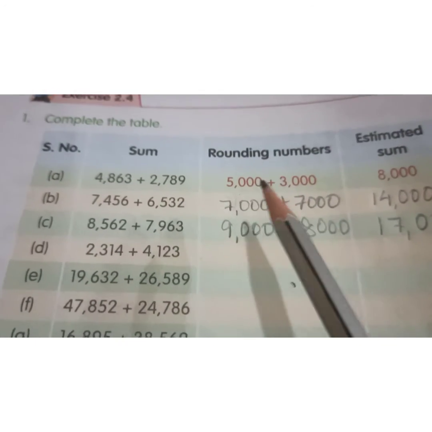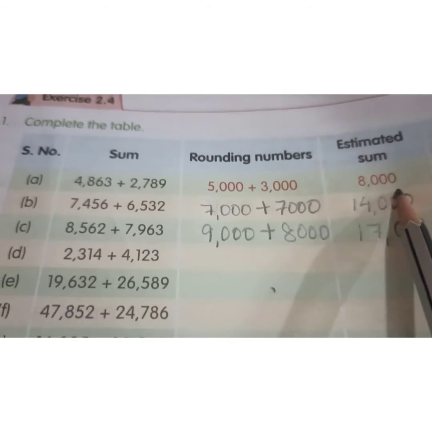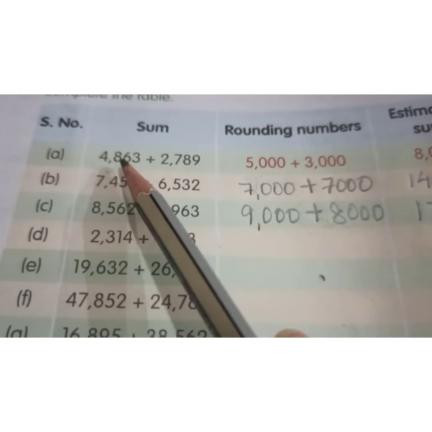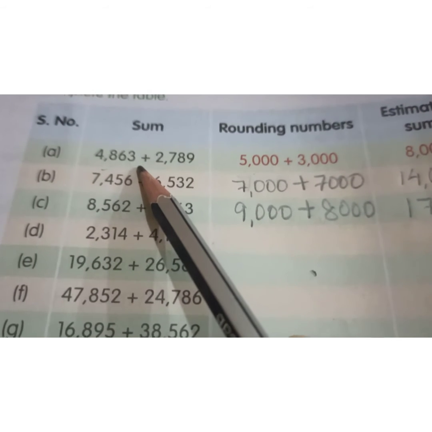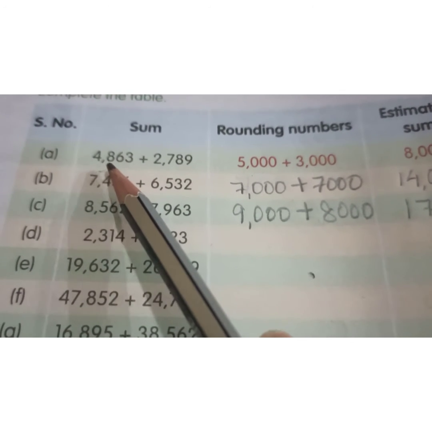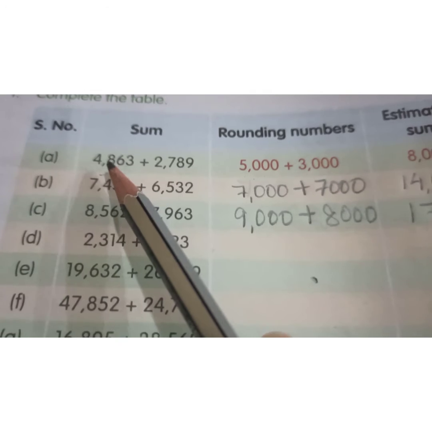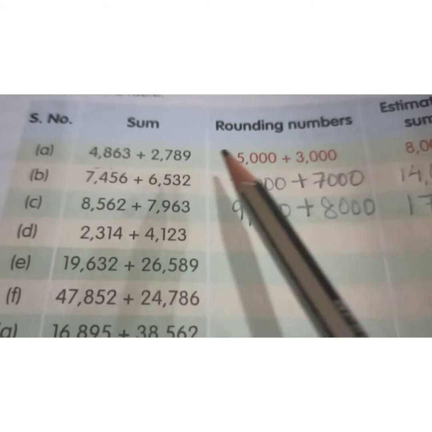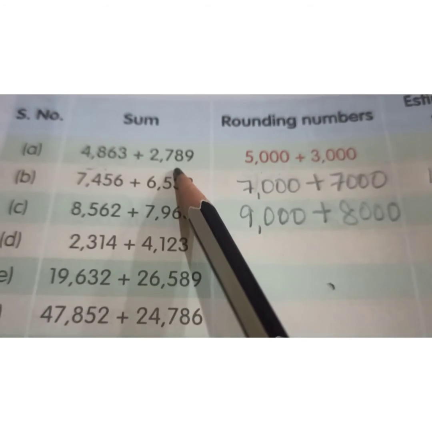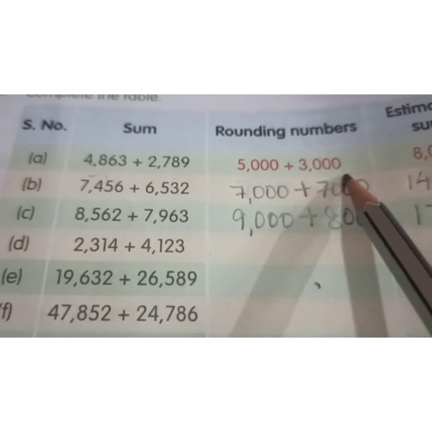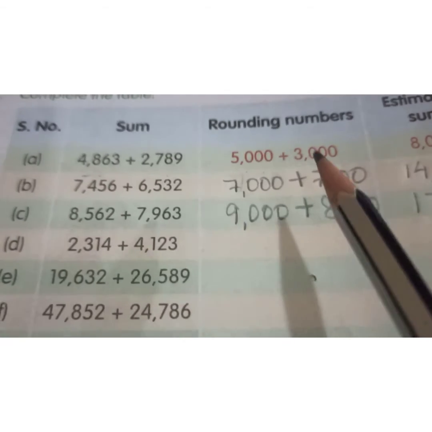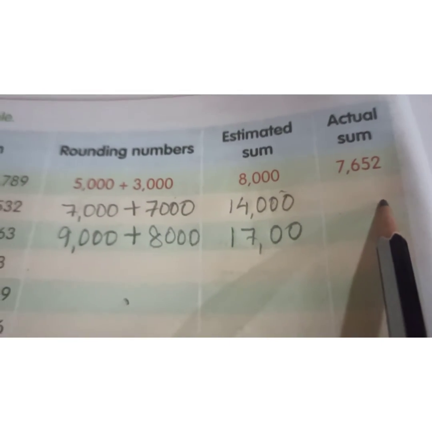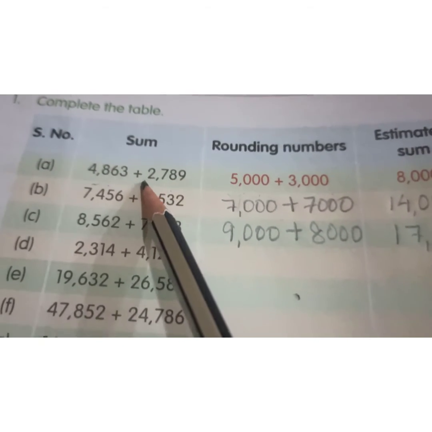Now see the questions. The first part has been given in the book. As you can see, this is 4863. This is 800, so obviously it is closer to 1000, so one value of 1000 will be added and it will become 5000. And 2700 is also closer to 3000. So these are the rounded numbers. When we added them we got 8000, and the actual sum you can find by adding these two values.